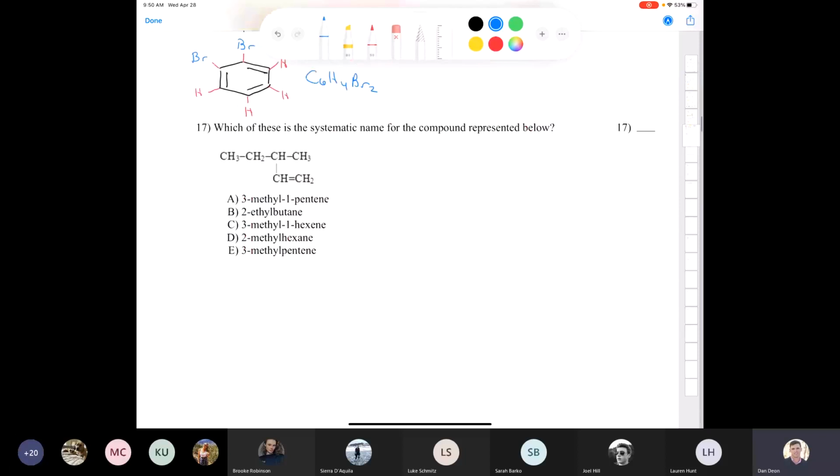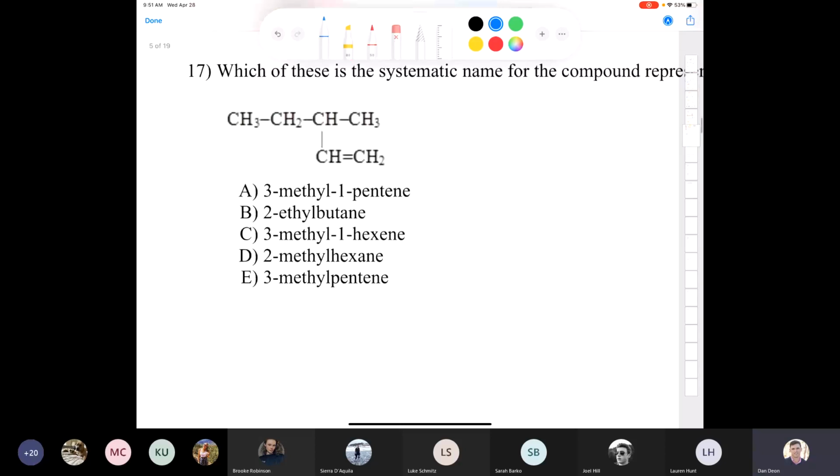Question 17. Which of these is the systematic name for the compound represented below? Here we have an alkene, because we have a double bond right here. So we have an alkene of some sort.